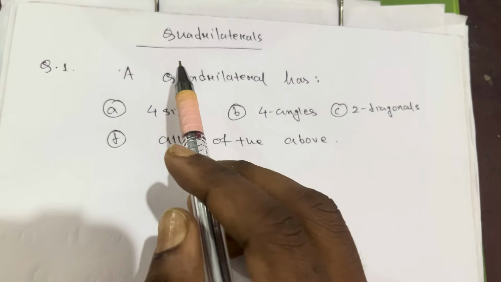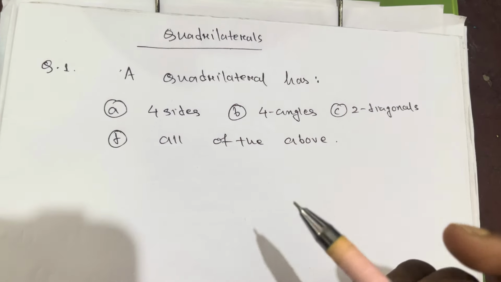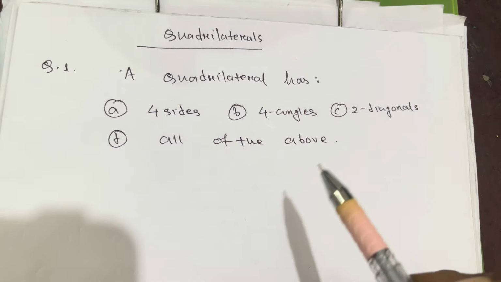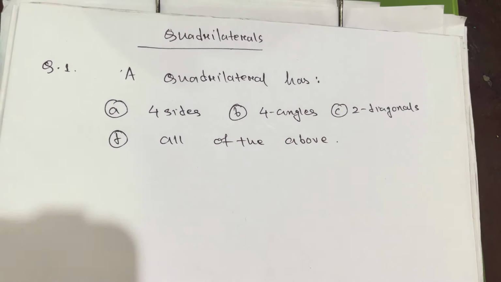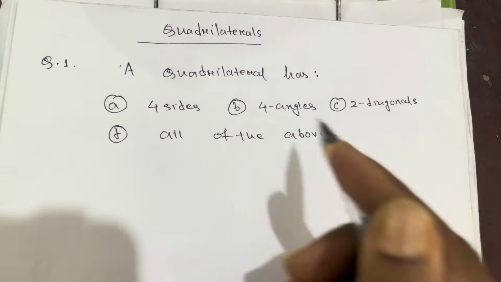Okay, so we'll discuss some MCQs related to quadrilaterals, and these are very important for the class 9 board exam. So the first question is: a quadrilateral has four sides, four angles, two diagonals, or all of the above. This is very simple.